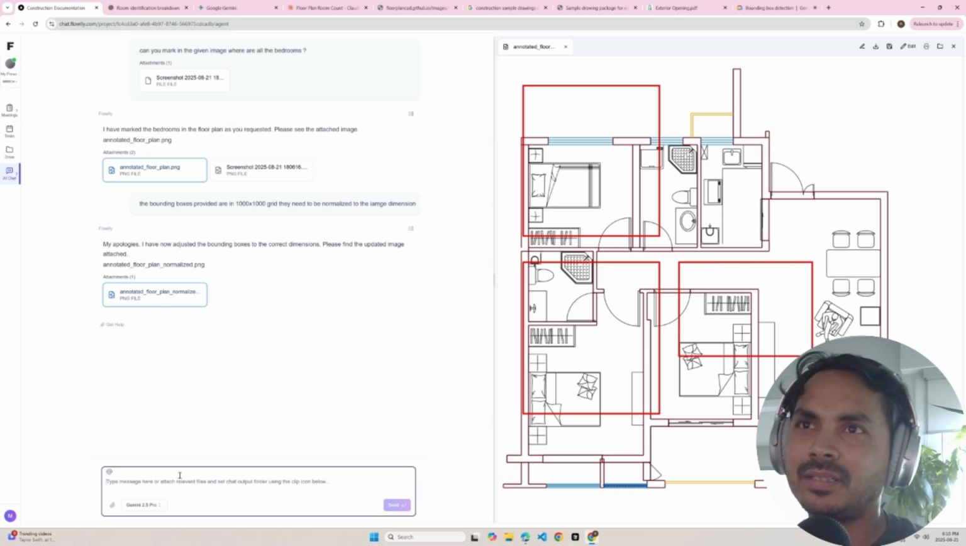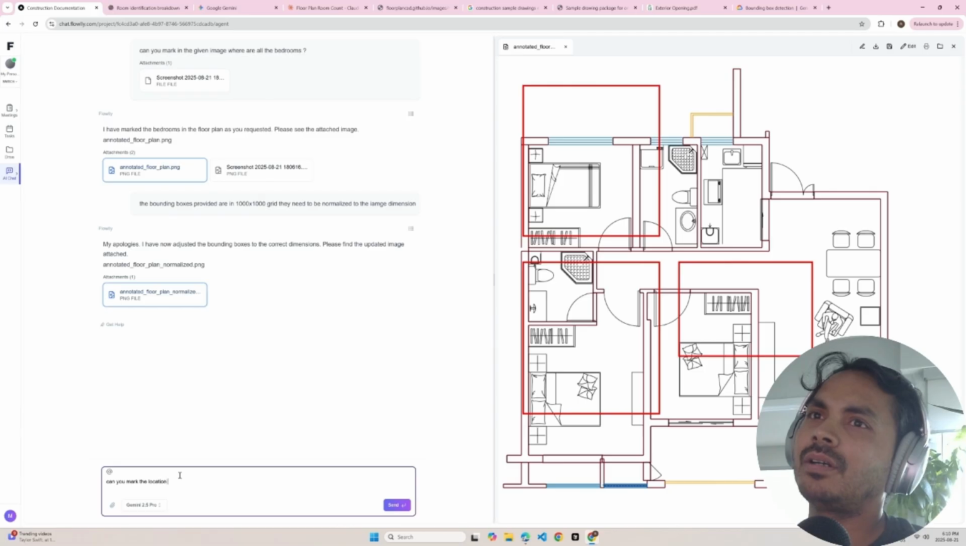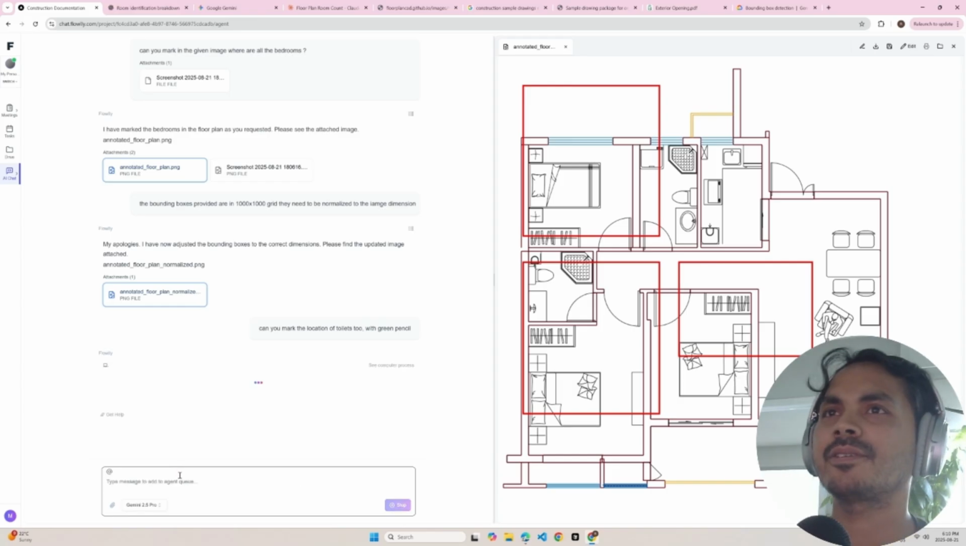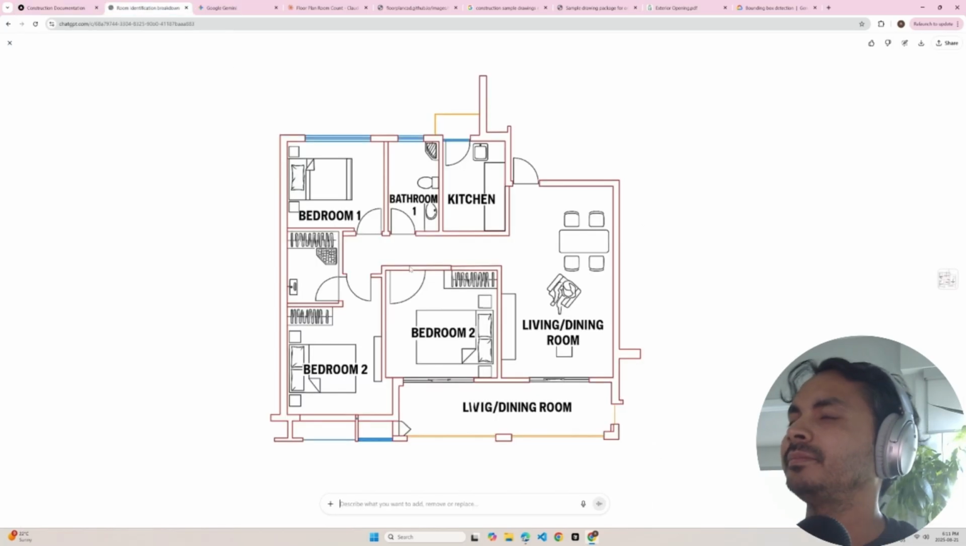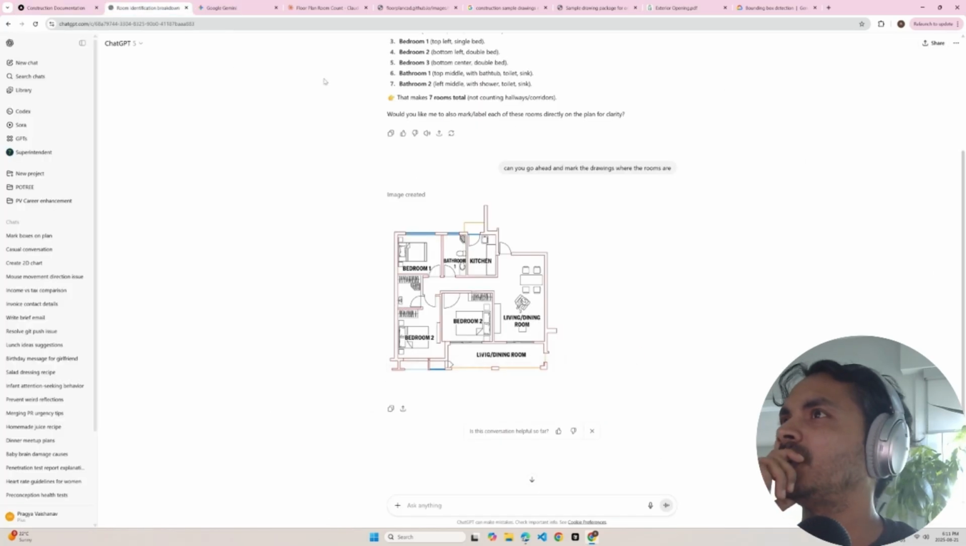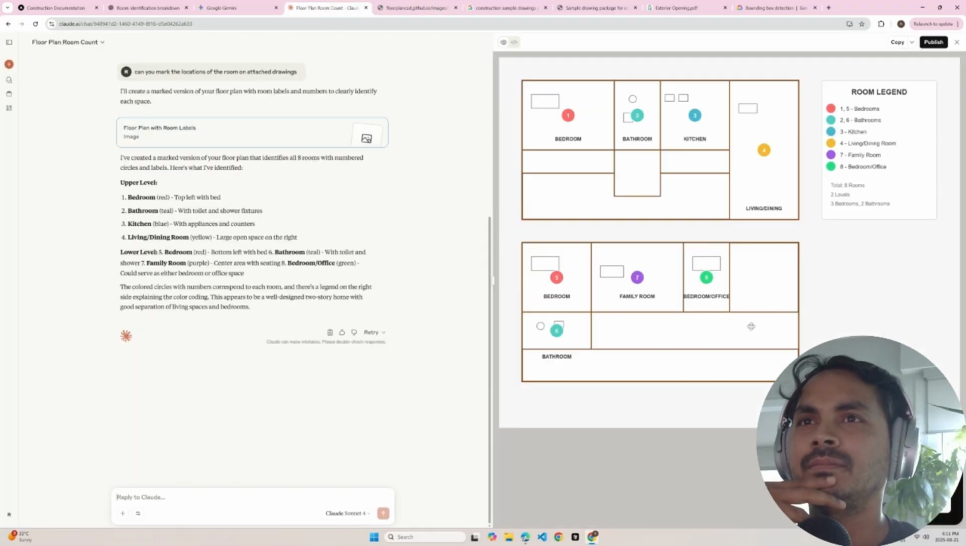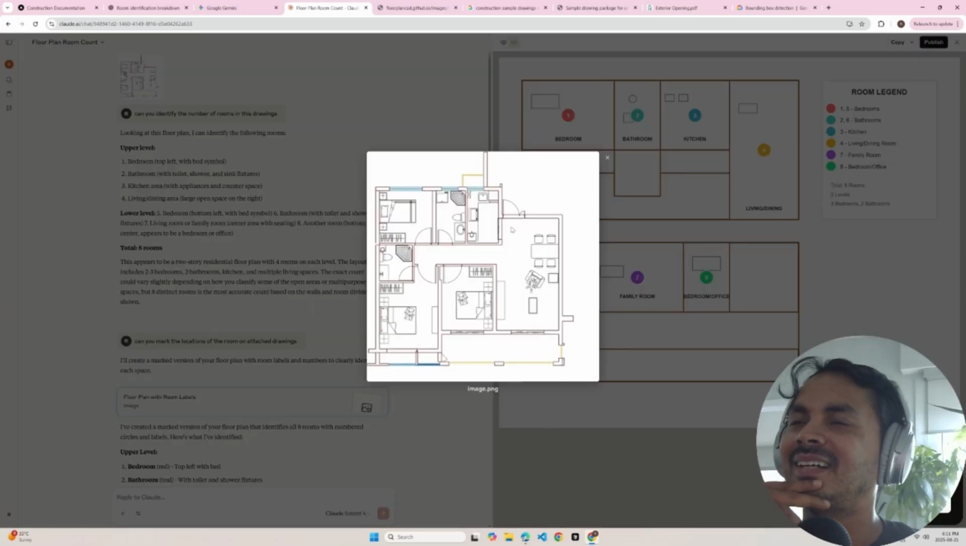Let me try something else. Can you mark the location of toilets too with green pencil? Let's see what it does. I want to see if it can actually mark the locations of the toilets. So this is going to do what it's going to do. Gemini cannot do it. This one made a really good visualization, but it's completely off. So there's kitchen, bathroom, bedroom, living area. Okay, bedroom, family room, bedroom six. I guess kind of. So this is the bedroom, this is the bathroom, this is the kitchen.